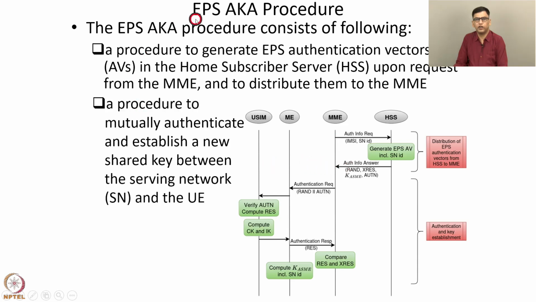So, the EPS authentication and key agreement procedure also includes a procedure to mutually authenticate and establish a new shared key between the serving network and the UE. So, the serving network is represented by the mobility management entity or MME, which is shown here. This MME and the UE can mutually authenticate themselves, and the procedure for this mutual authentication is provided by the EPS authentication and key agreement procedure.